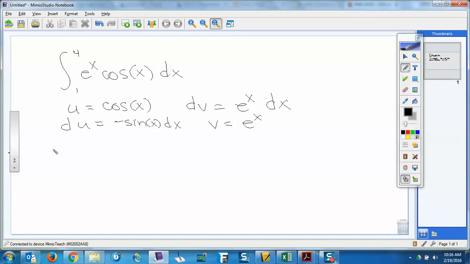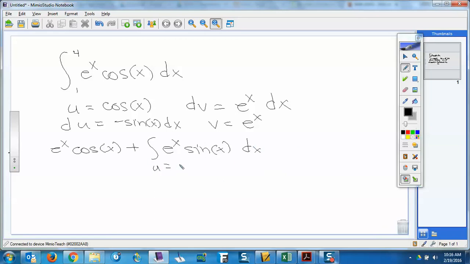So then we would write this. We say, okay, this would be uv, which would be e to the x cosine x, minus the integral of v du, so that'd be negative, turn to a plus, e to the x sine x. So you're like, oh, okay, now we got a sine. It's like the same thing we have, but it's got a sine in it. So you have to do it all over again.